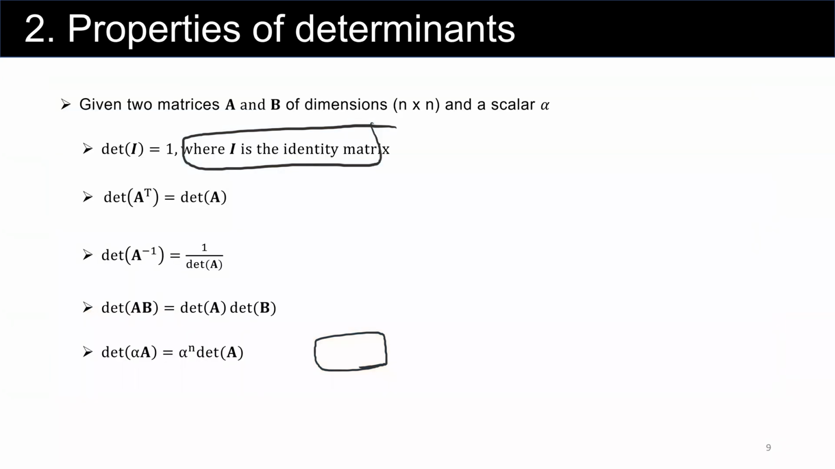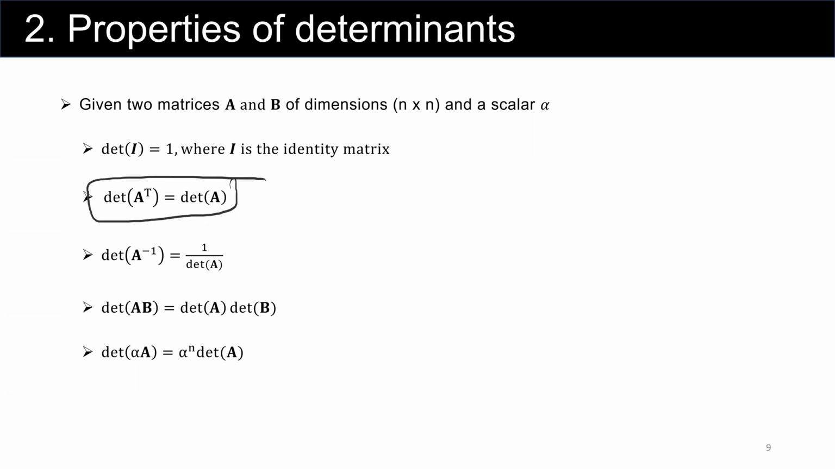All right. The next thing that we want to talk about is properties of determinant. Given two matrices A and B that both have dimensions n by n and given a scalar alpha, determinant of I is equal to 1, where I is the identity matrix. So if you want to find the determinant of an identity matrix, no matter what its dimension is, it's going to be 1. Determinant of A transpose and A are equal. Determinant of A inverse is equal to 1 divided by determinant of A. I'm going to talk about A inverse soon in the next slide. Determinant of multiplication of two matrices is equal to the determinant of each of them multiplied together. Determinant of a scalar alpha multiplied by matrix A is equal to alpha to the power n times determinant of A. This is also another thing that you have to consider.